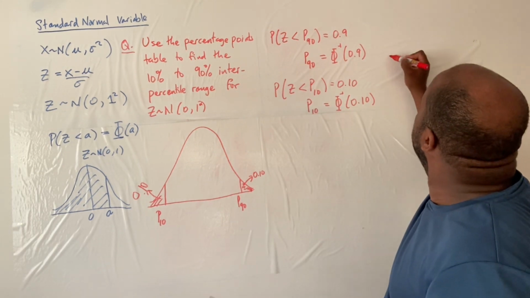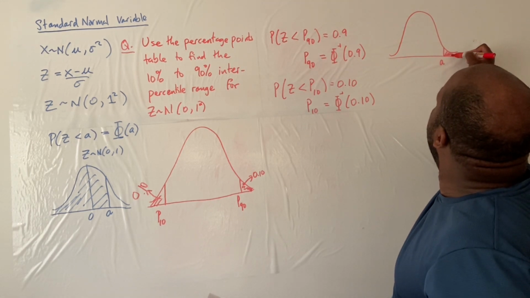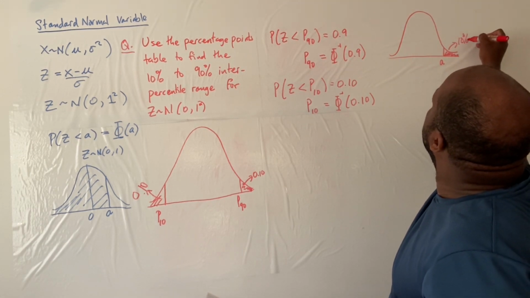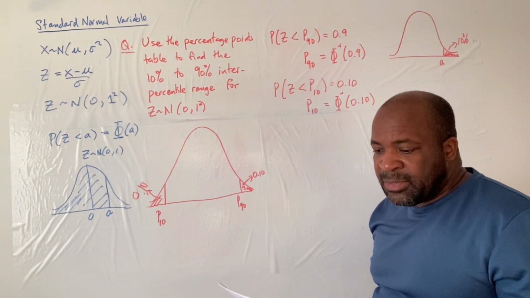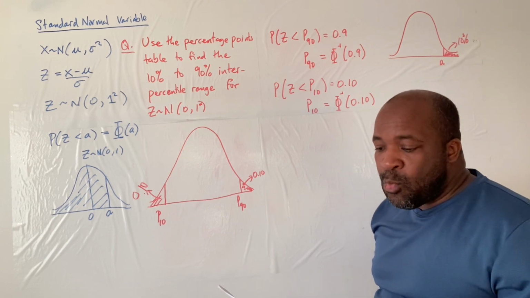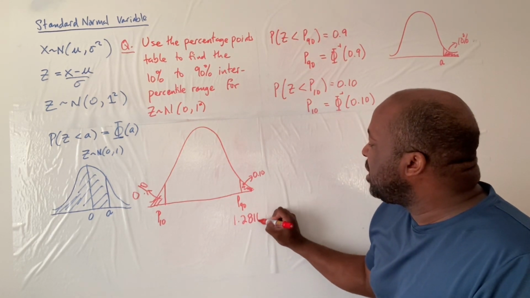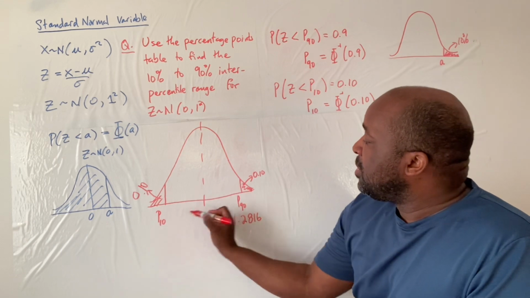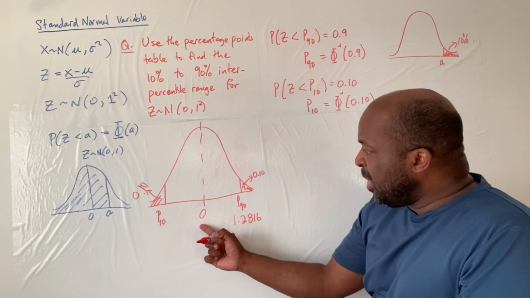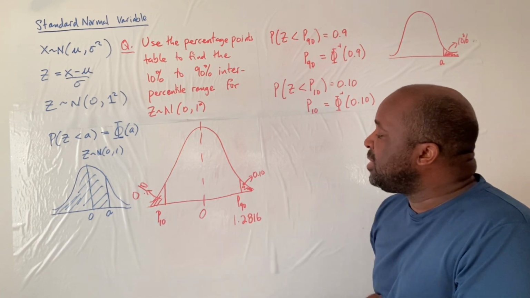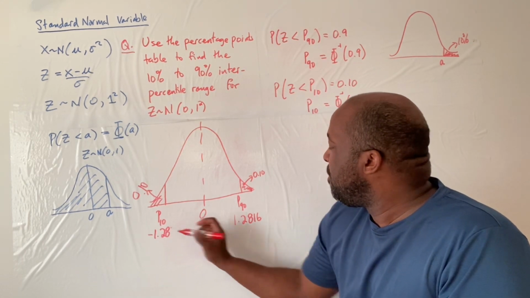So what it will show me is the Z score that corresponds to 10% to the right of the indicated value. So I'm going to be looking for 10% or 0.10, and I'm going to get 1.2816. So this is going to be 1.2816, and since P10 to 0 is going to be the same distance as 0 to P90, this will be the negative of this score.